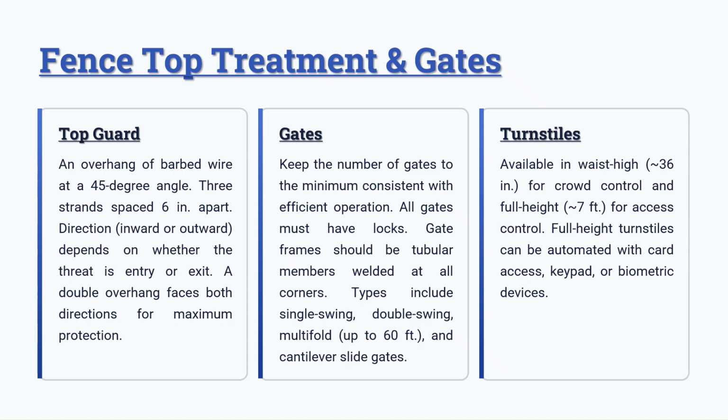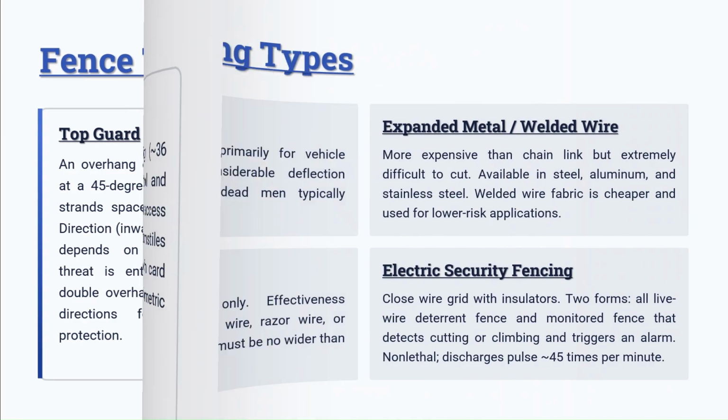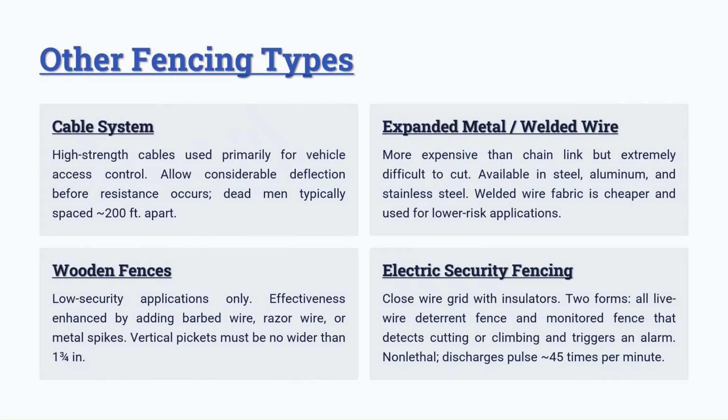Turnstiles are used where controlled pedestrian access is required. They regulate entry flow and can be integrated with access control systems like cards or biometrics. The key is to ensure that access points do not become weak points. Beyond chain link, several other fencing types are used based on specific security needs.